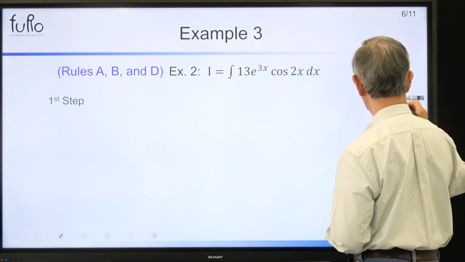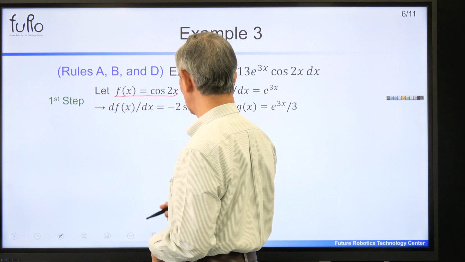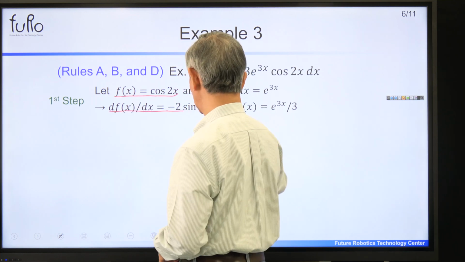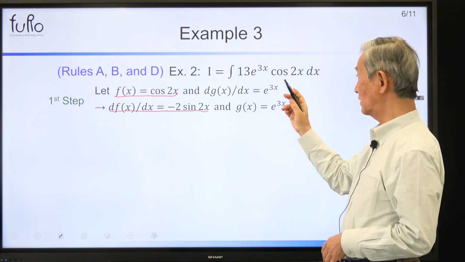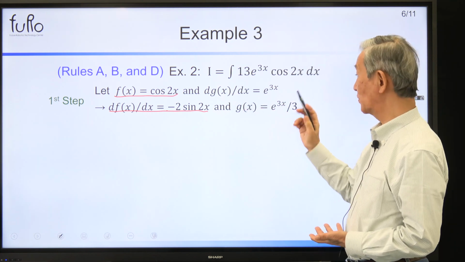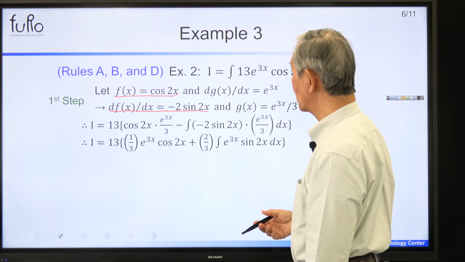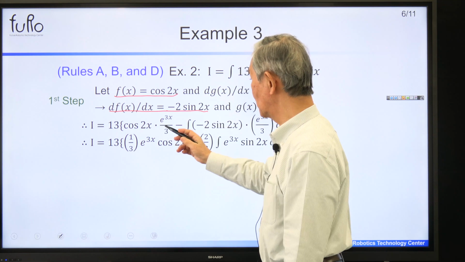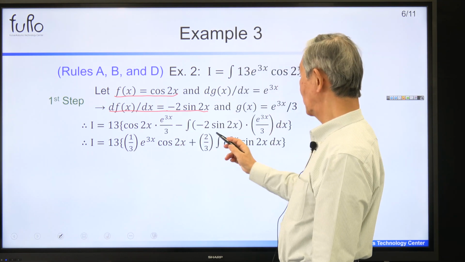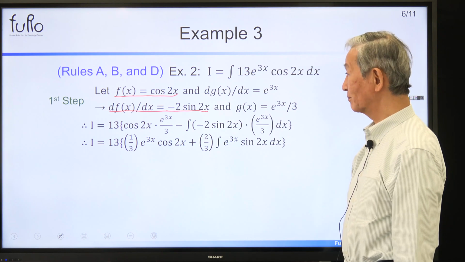Okay, first step, it doesn't matter, but let's put this one here to be cosine, then this is minus sine. Once again, dg dx e to the 3x, because g(x) can easily be found, 1/3 of this one here. Okay. So this one here is 1/3 times this, that, minus this, that. So it looks like this one here.